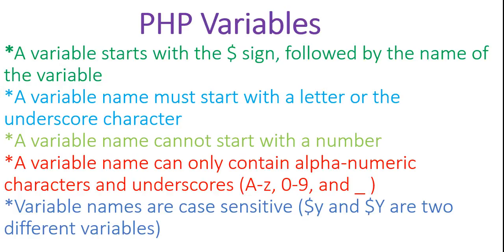A variable name must start with a letter or the underscore character. It simply means that if you want to say triangle equal to 5, you can use letters, and we can use the underscore character, but we can't start a variable with a number. So our next point is that a variable name can't start with a number. A variable name can only contain alphanumeric characters and the underscore: a to z, 0 to 9 and underscore. You can't use star, hash and things like that.